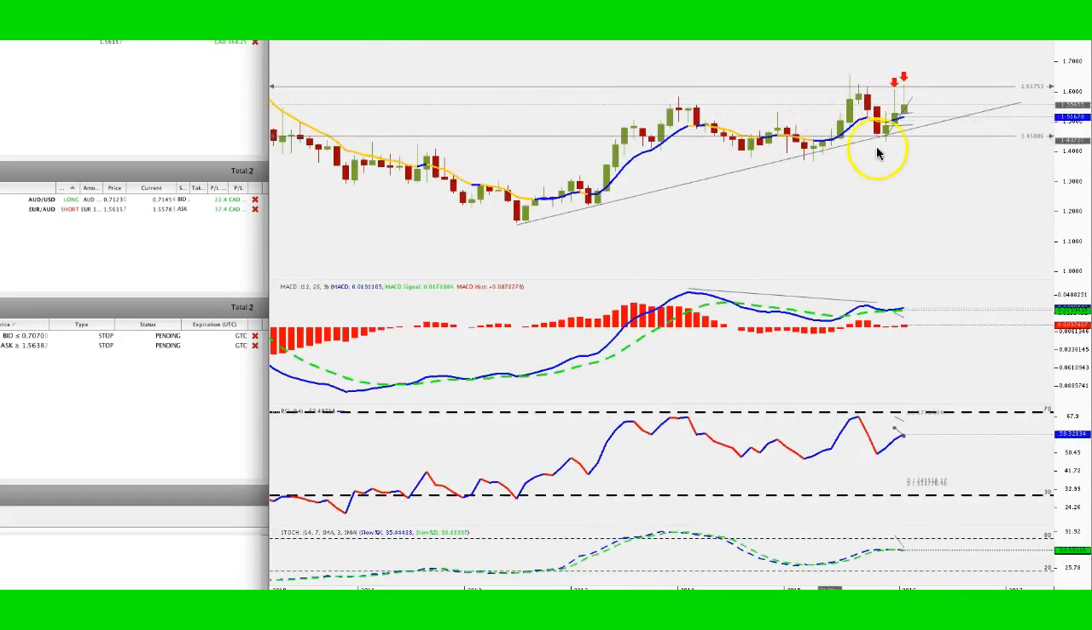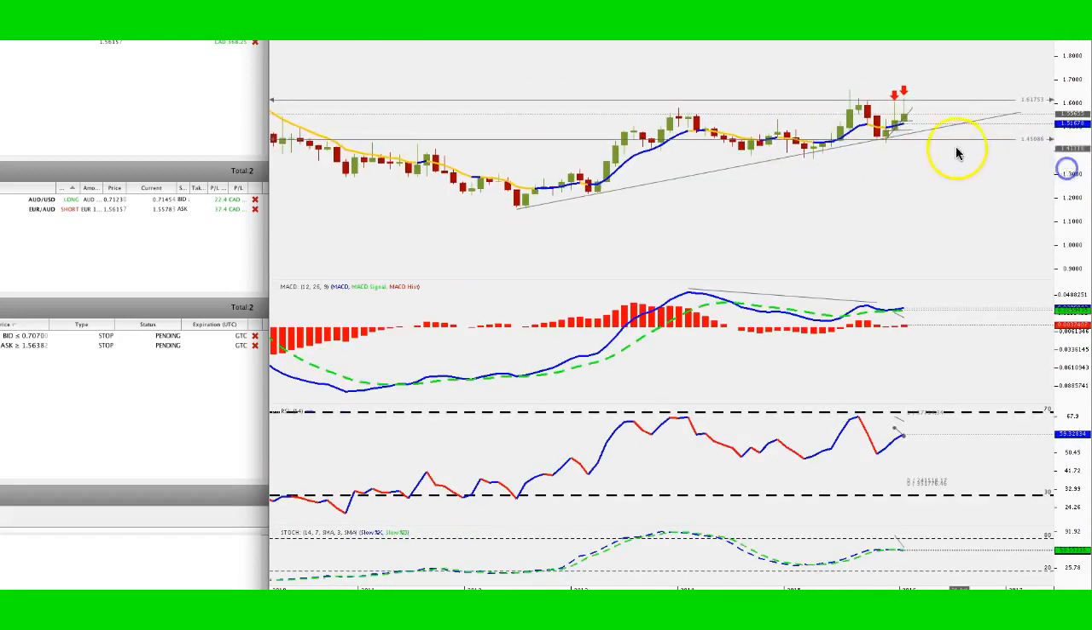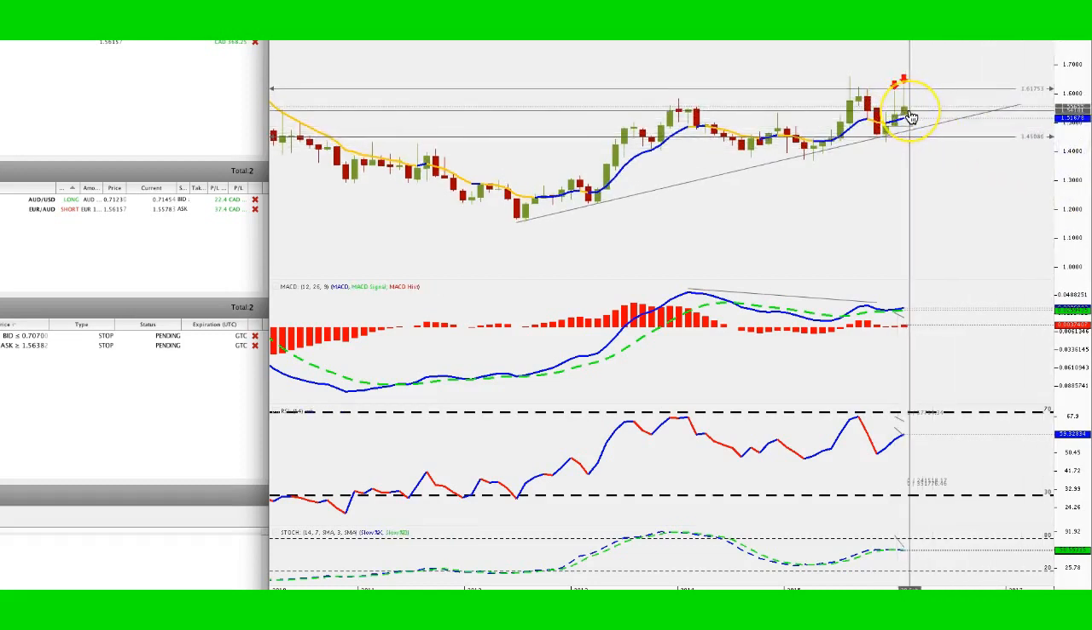If we look at a monthly chart, we have another hammer on the monthly chart, but this candle is not finished because we still have about 8 days left for this candle. So if it closes lower, that would be even better.